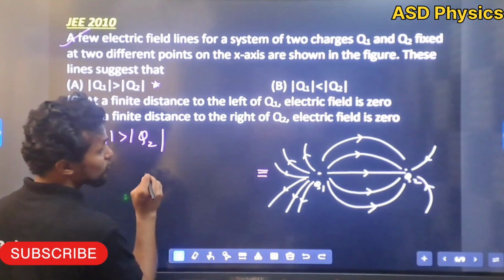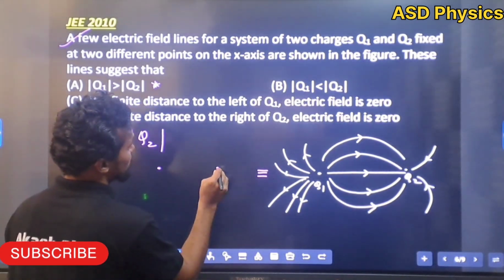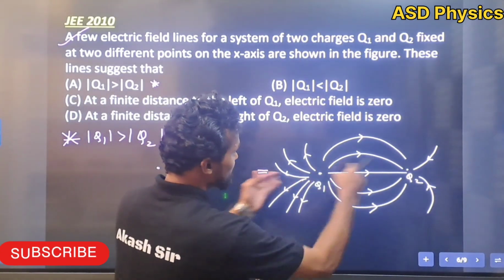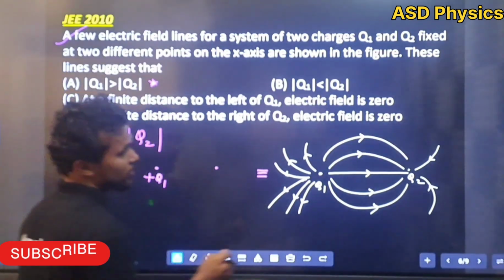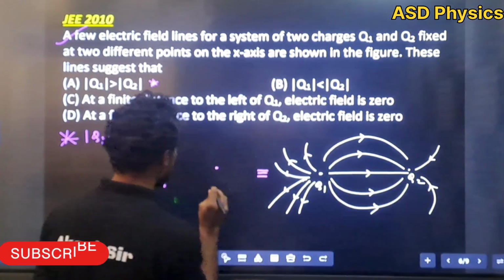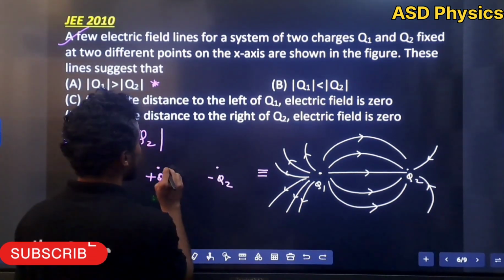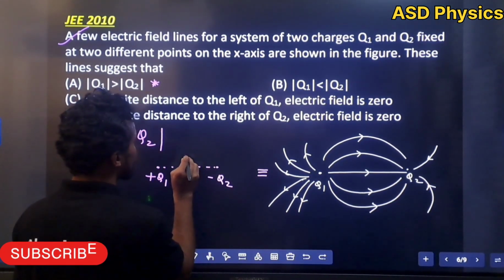So see here please, if I draw the situation here. See here, students, what is happening: the lines are going outside. That means this charge is positive. Here you can see the lines are entering. That means this charge is negative. So we have to find out the null point here, students.